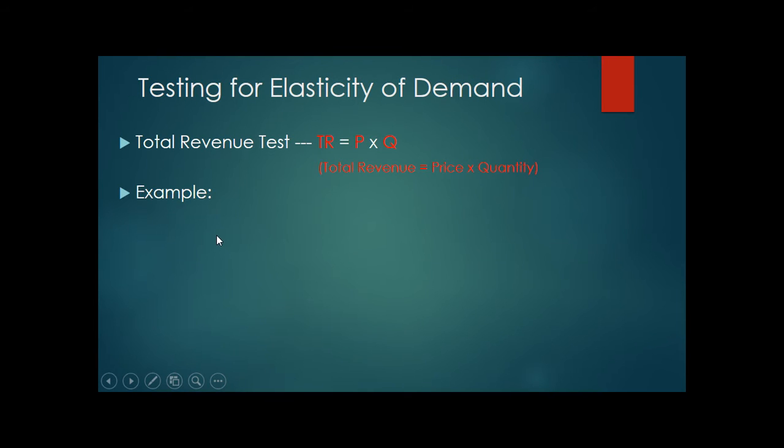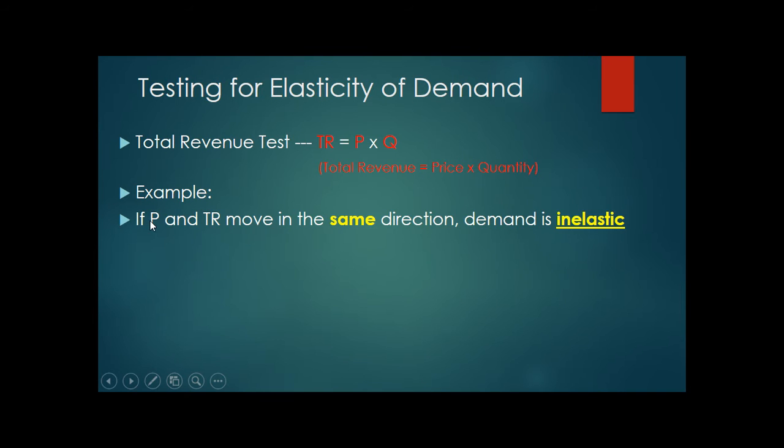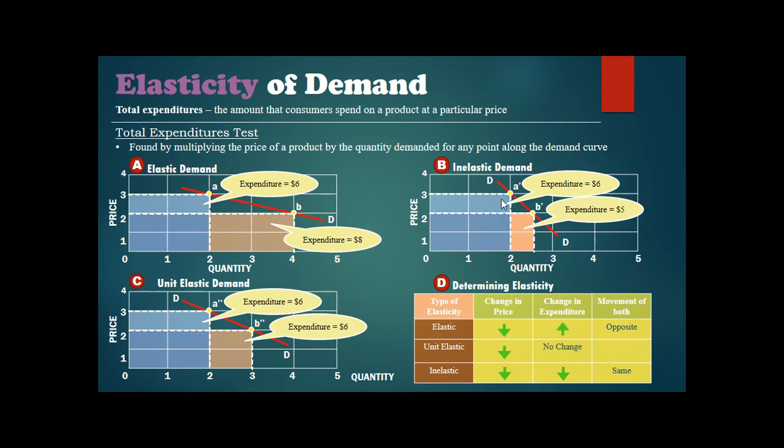Now, if price and total revenue move in the same direction, demand is inelastic. So I'm going to come back to this, but let me show you what that means. If they move in the same direction, demand is inelastic. So here's our example of our inelastic demand. From A to B, price is moving down. It moves from $3 to $2. That means if total revenue moves down as well, demand is inelastic.